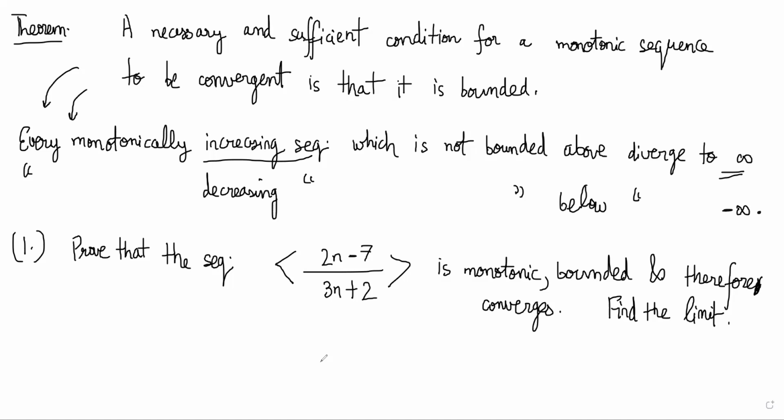Sir, we will take the limit as n tends to infinity. Taking the limit is not a proof that it is convergent. To prove that it is convergent, you have to show that it is monotonic and bounded. Okay.